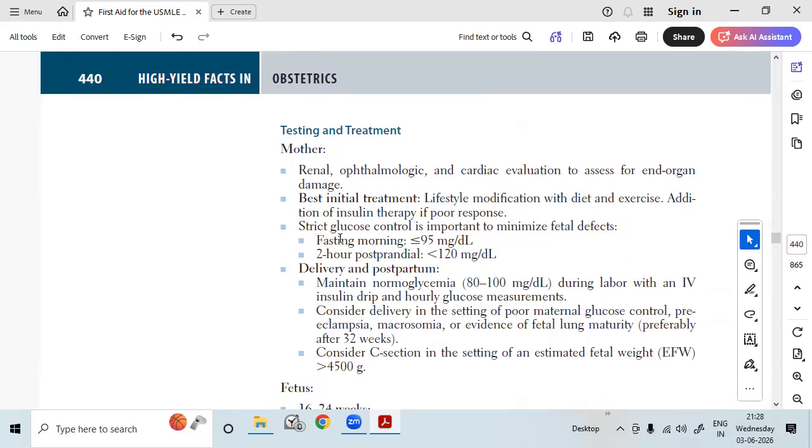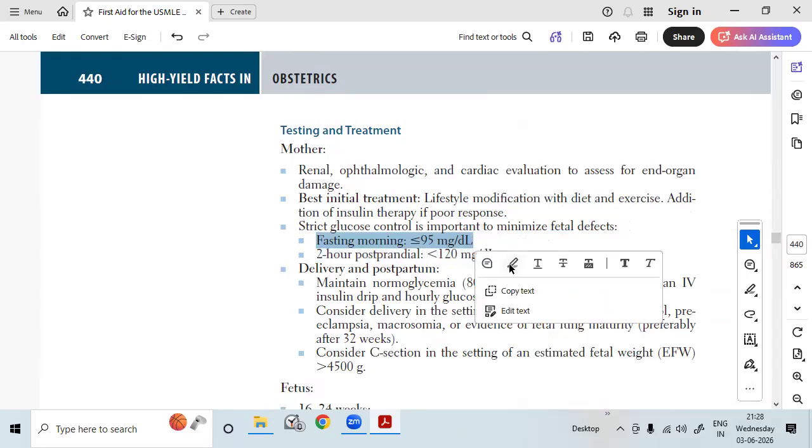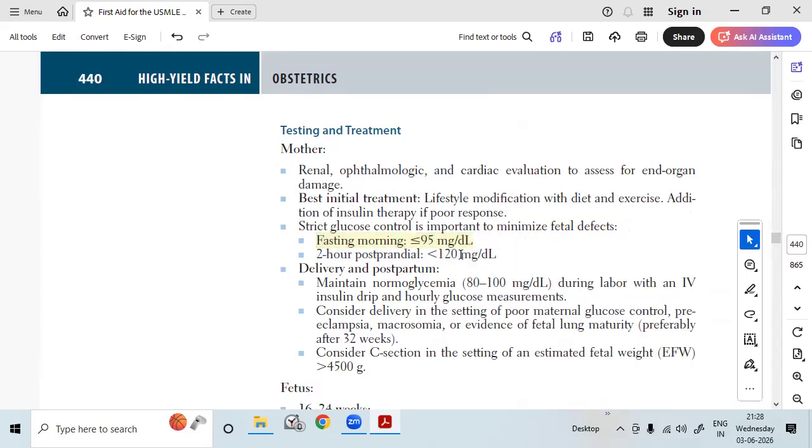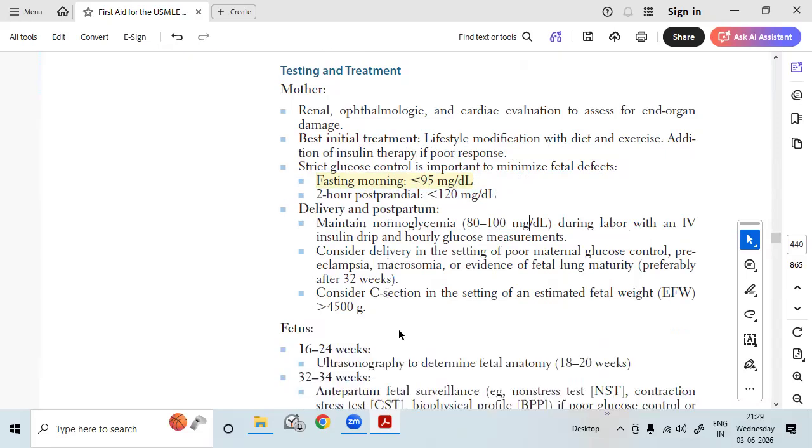So the fasting morning glucose should be less than or equal to 95 milligram per dL, and 2 hour postprandial should be less than 120 milligram per dL. Delivery and postpartum: maintain normoglycemia, 80 to 100 milligram per dL, during labor with an IV insulin drip and hourly glucose measurement.